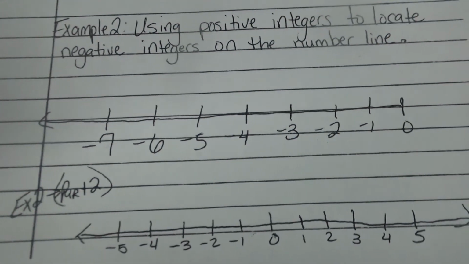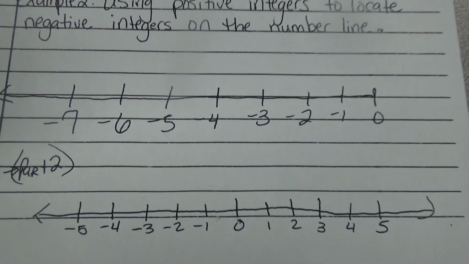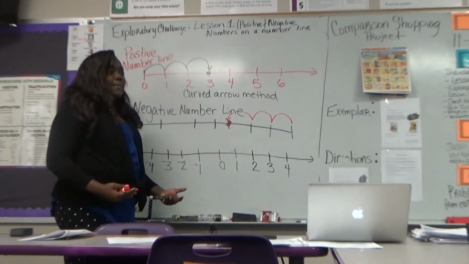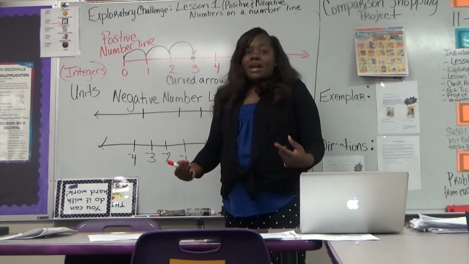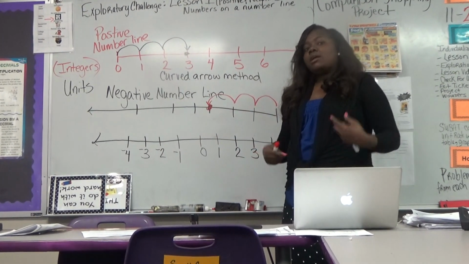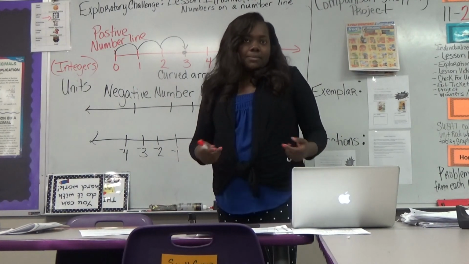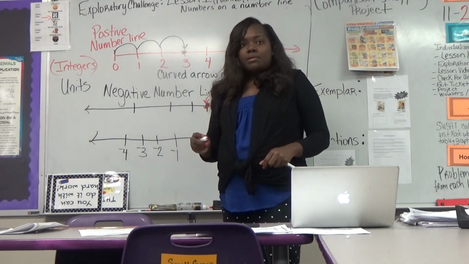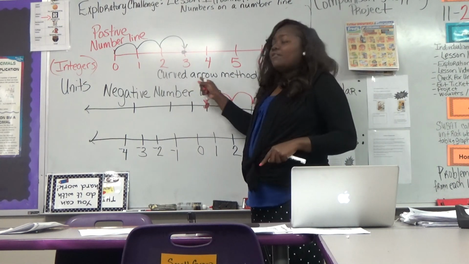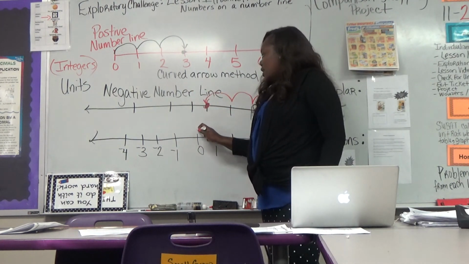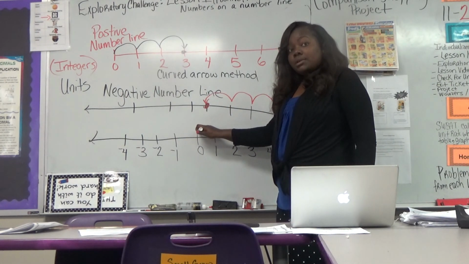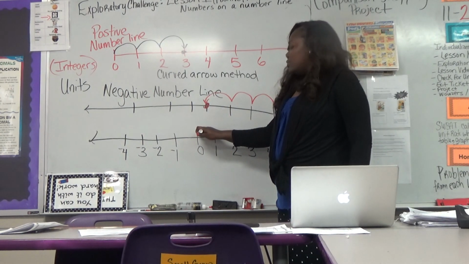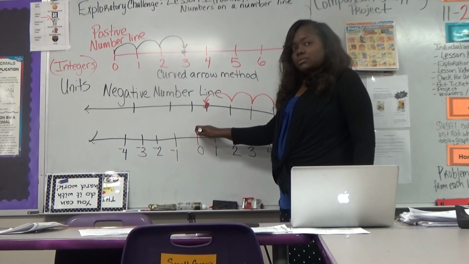Okay? So, what do we notice about 0? It's still in the middle. So this time I want us to find positive 3 and to find negative 3 on my number line. Where would be my starting point, Caleb? The starting point will be at the 0. So I'm going to use our curved arrow method again. I'm going to start at 0. Let's locate positive 3 first. So what should I do? You should start at 0 and move 3 units to the right.